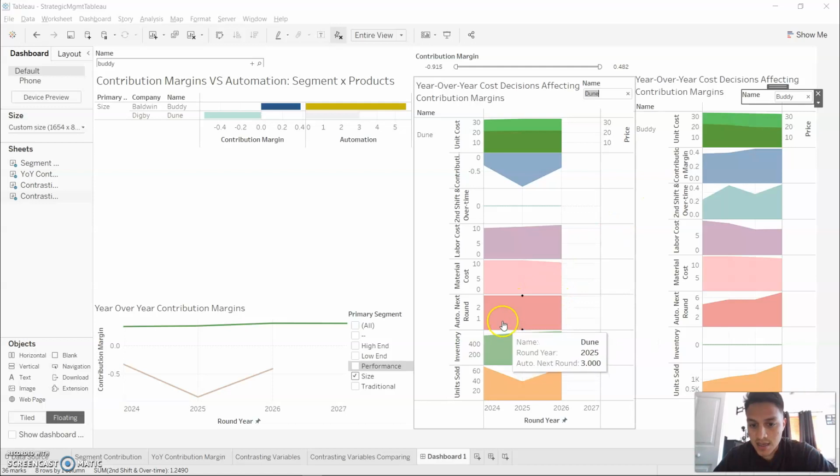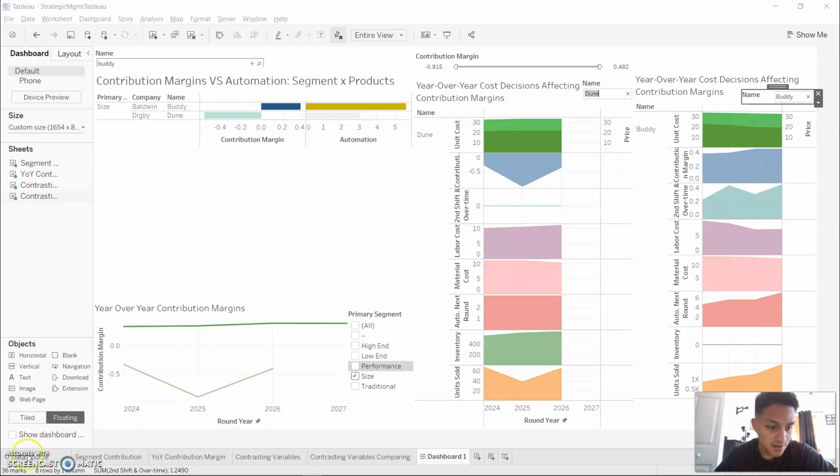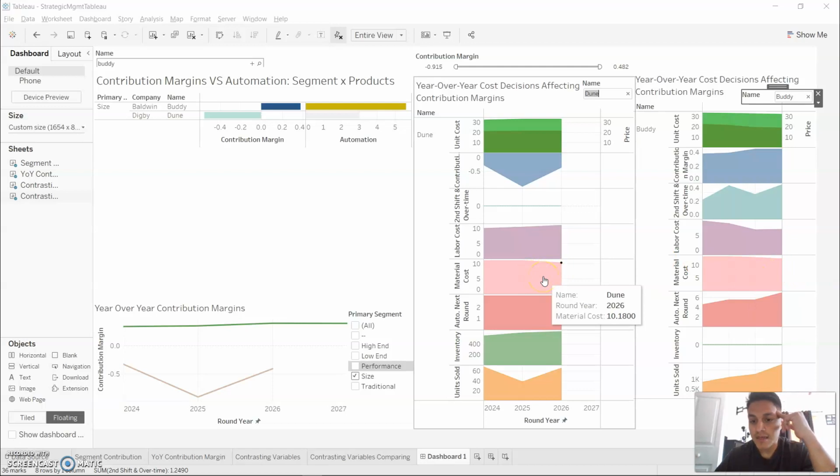As we can see, we have already established that investment in automation is important to reduce the labor cost. Labor costs for Dune increase. We can see the contrasting difference of automation investment in Buddy, which reduced its labor costs and can improve its contribution margin significantly. Material costs for both products decrease, so we can discard that variable and say it's not affecting the contribution margin.